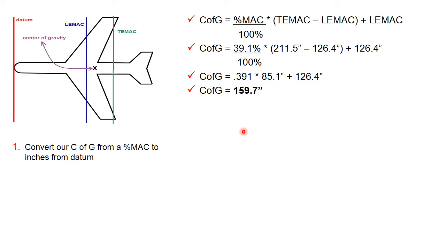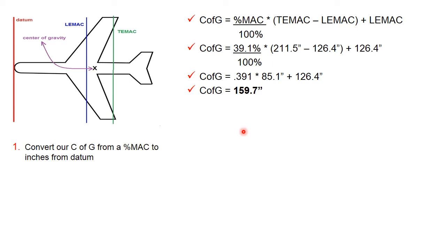The first step in this process is to convert our center of gravity from a percent of MAC to inches from datum. We will do that utilizing the formula: center of gravity equals percent of MAC divided by 100% multiplied by the difference between the trailing edge and the leading edge, and add to this value the distance from the leading edge to the datum.